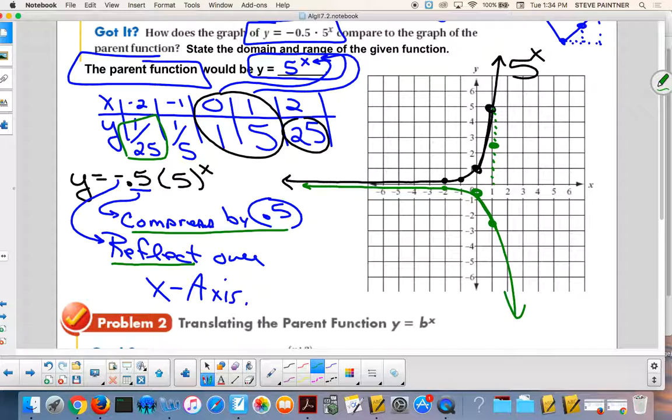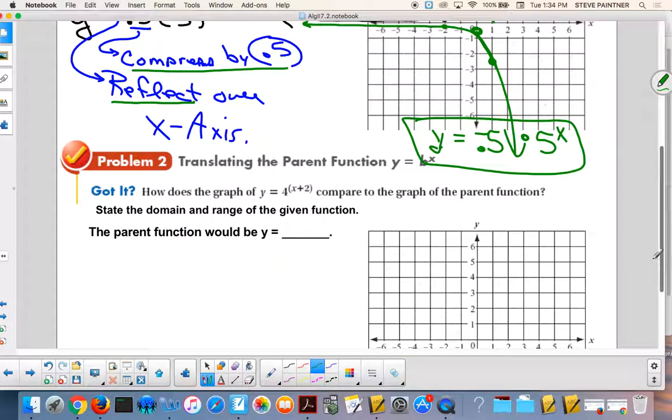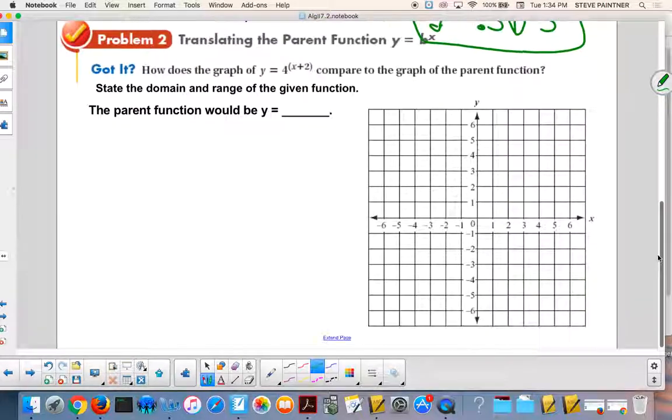So this graph is the parent multiplied by what? Negative 0.5. There's what I just did. It would be nice if you label the parent and then label your real graph, because how do I know which one's your real graph? I want to know. Any questions on that one? That was just simply compression and then flip your graph. Okay, all right.